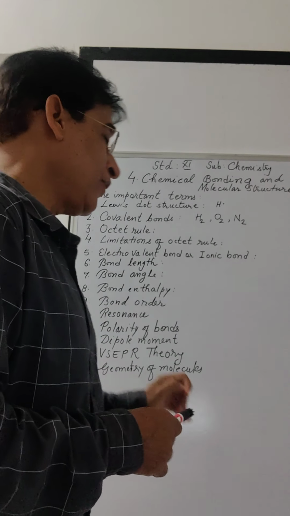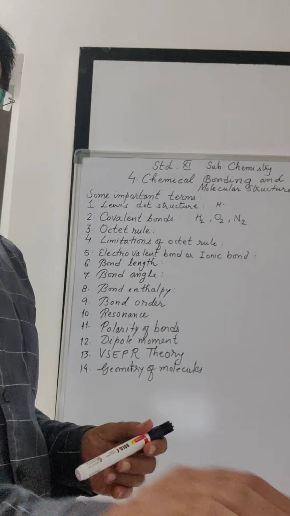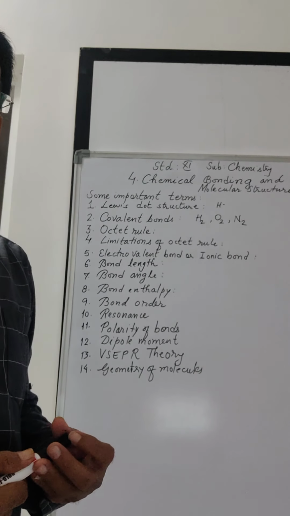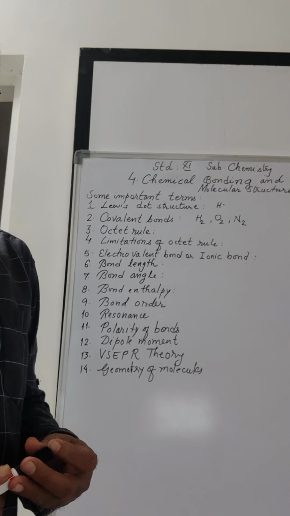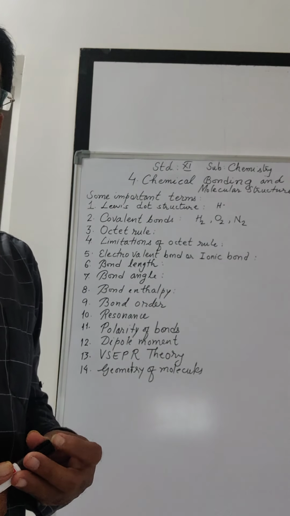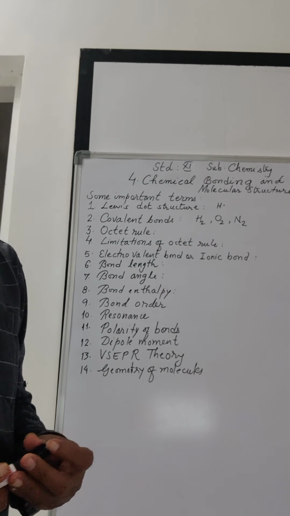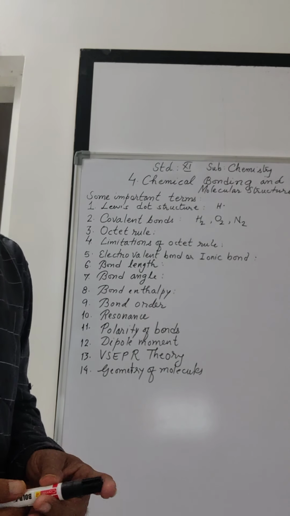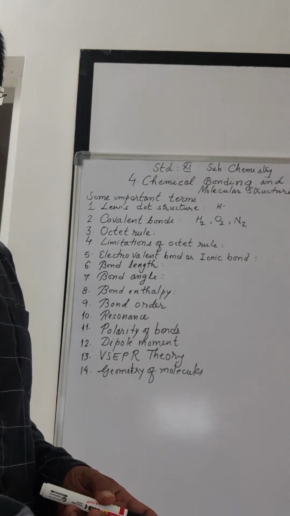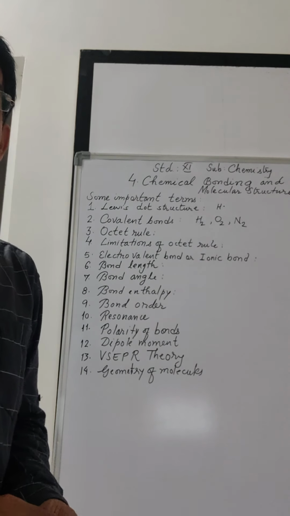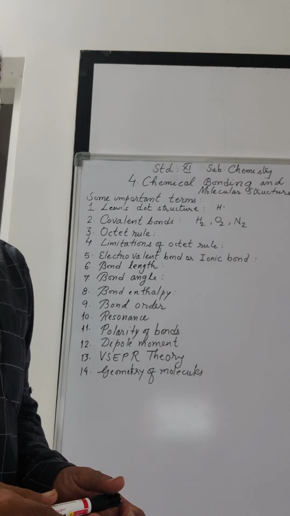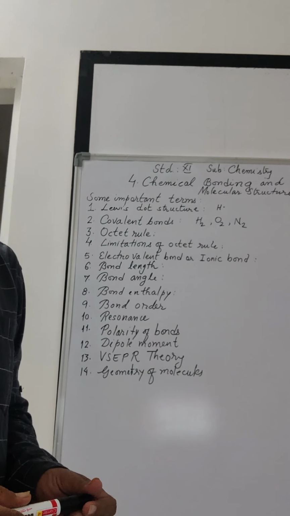Now, resonance. According to the concept of resonance, whenever a single Lewis structure cannot describe a molecule accurately, a number of structures with similar energy, position of nuclei, bonding and non-bonding pairs of electrons are taken as the canonical structures of the hybrid, which describes the molecule accurately.